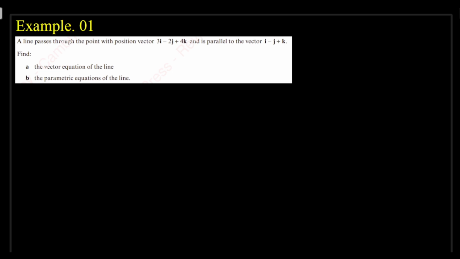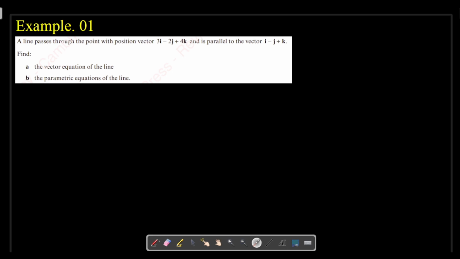In this video, we will look at some examples on the vector equation of a line. Example 1. A line passes through the point with position vector 3i minus 2j plus 4k and is parallel to the vector i minus j plus k. Find part A, the vector equation of the line.